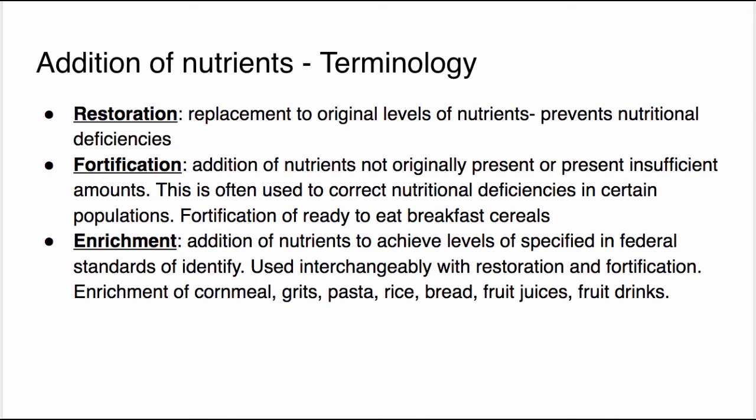Enrichment is sort of a broader term, so it's the addition of nutrients to achieve levels specified in federal standards of identity. So this is used interchangeably with both restoration and fortification. And enrichment we often see in cornmeal, grits, pasta, rice, breads, fruit juices, and fruit drinks.